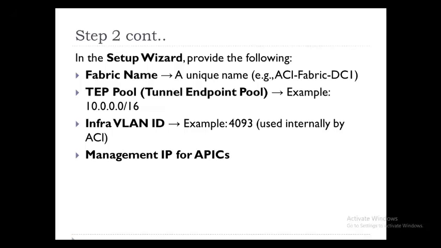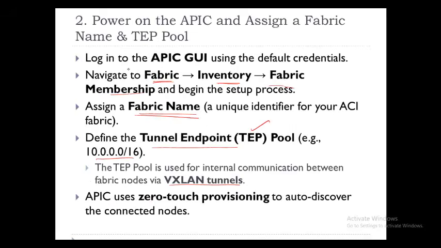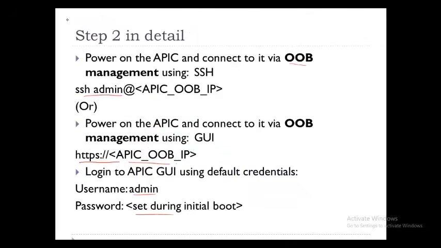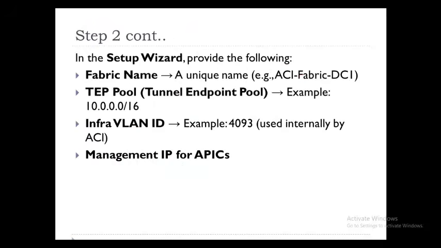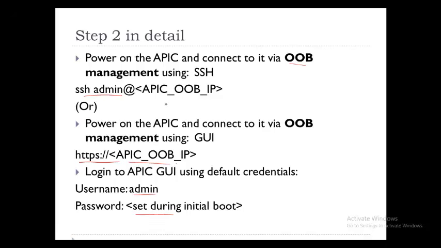The same step only, in detail, you see there. Same point number 2 in detail, this one. Give a fabric name, a unique name for the entire ACI fabric, DC1. And then the tunnel endpoint. These are the things that it is going to ask you through SSH. I have done the basic setup through SSH, not through HTTPS, but there is also an option you can do it through HTTPS. In HTTPS, you will get a setup wizard.